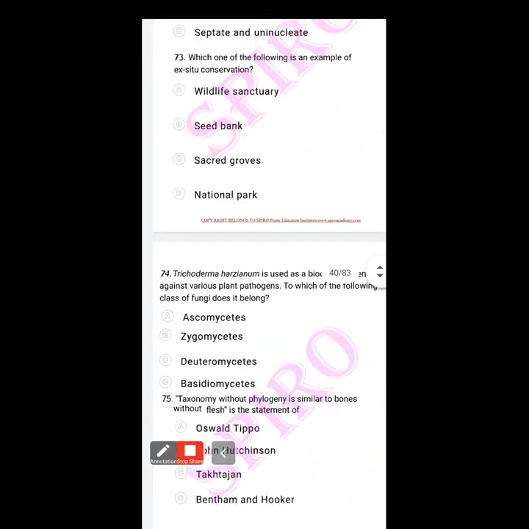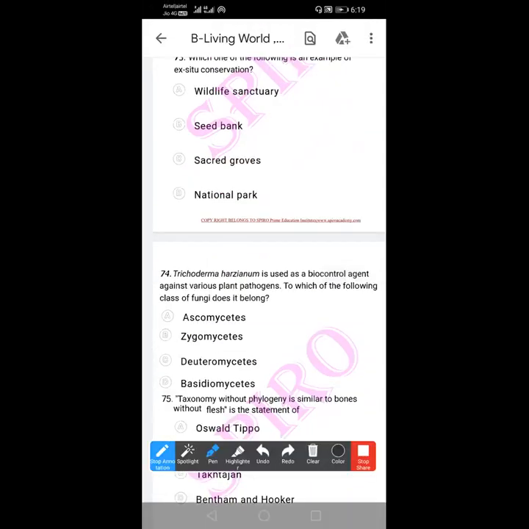Which of the following is an example of ex situ conservation? I think we have already seen a similar type of question. This is in situ, this is in situ, and this is in situ. So the seed bank is ex situ. Species that are going to become extinct, or seeds of species in the verge of extinction, are going to be preserved in seed banks. So it is an ex situ type of conservation.